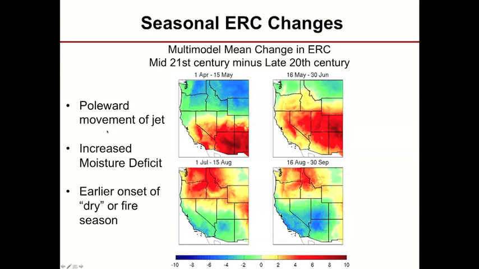Along with changes in the dynamic storm track, increases in temperature can also lead to increased evapotranspiration, which can then lead to increased moisture deficit. So when we couple those two things together, we basically get an earlier onset of the dry season, or in the perspective of fire management, the fire season. And so we see these significant increases in fire danger across the Southwest in spring and early summer, and then during the core of summer across the northwestern portion of the United States, the northern Rockies and the Cascades, we see a significant increase in fire danger.